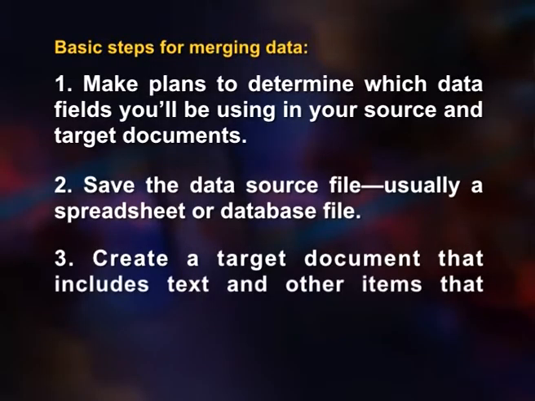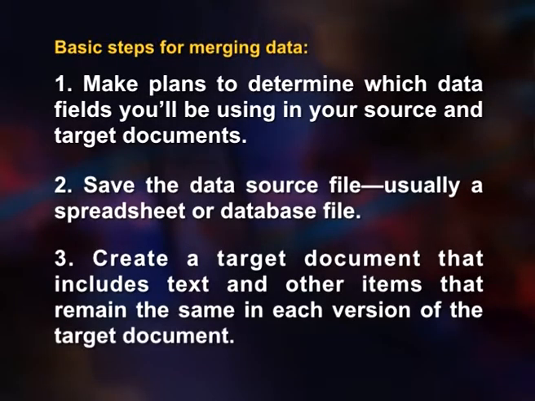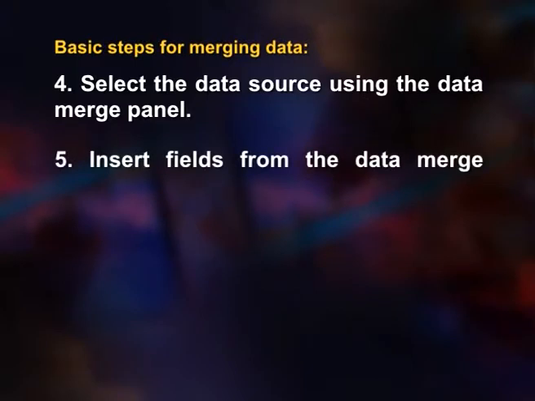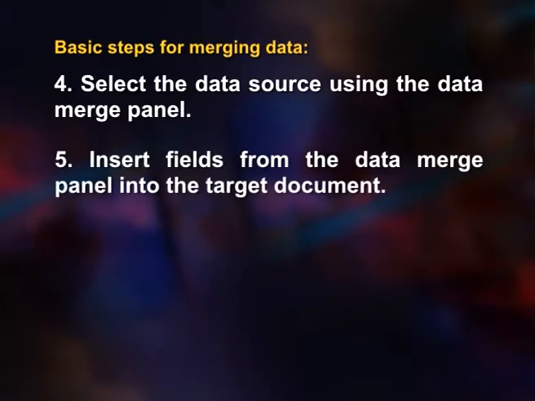3. Create a target document that includes text and other items that remain the same in each version of the target document. 4. Select the data source using the data merge panel. 5. Insert fields from the data merge panel into the target document. You can add data fields to either a document page or a master page. If you wish to add data fields to a master page, you have additional options.